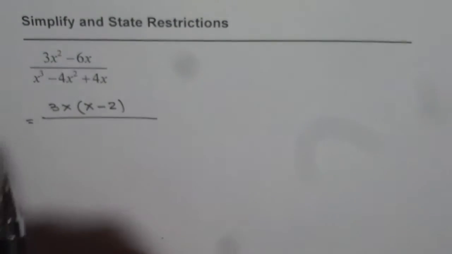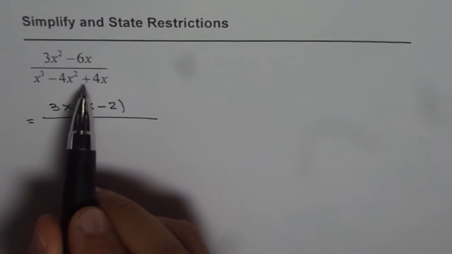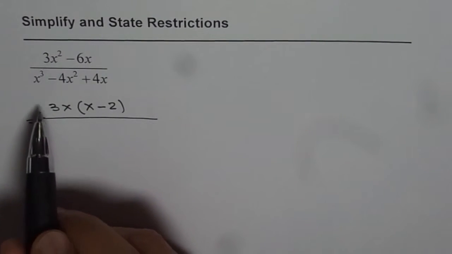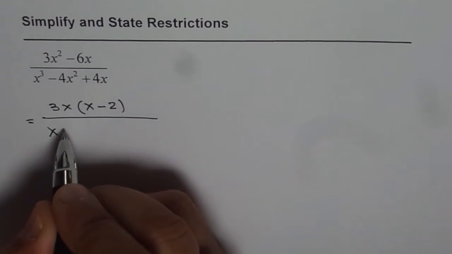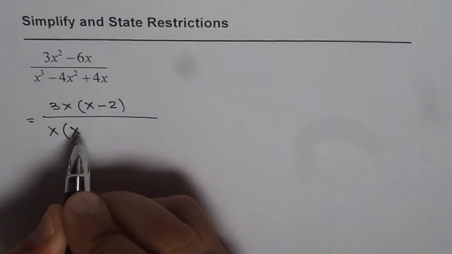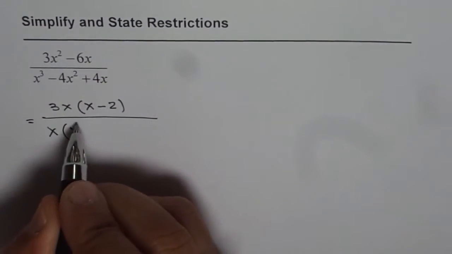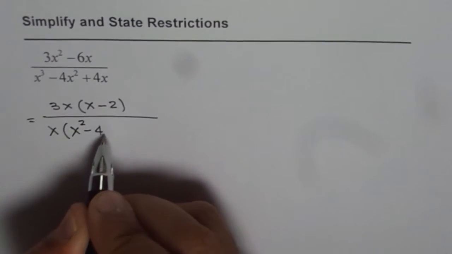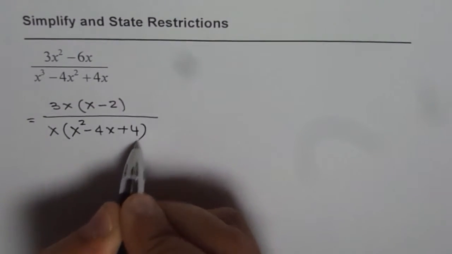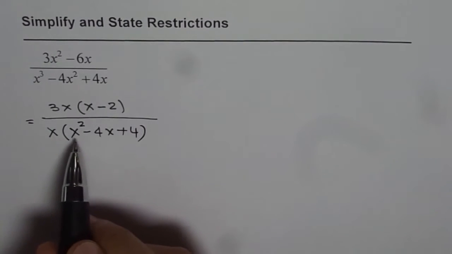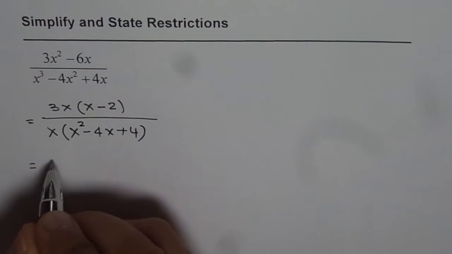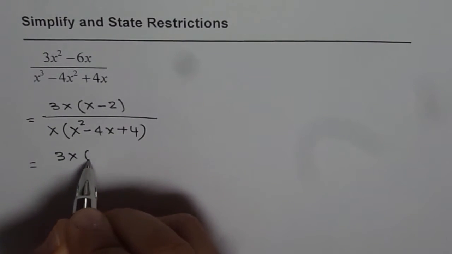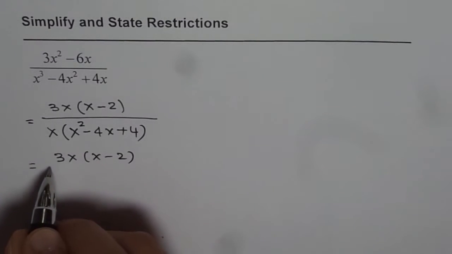In the denominator, x cubed minus 4x squared plus 4x, we can first factor out x, which is common, and then look at the quadratic expression left. So we get x squared minus 4x plus 4. So we get x times a quadratic expression. This quadratic can also be factored, so let's factor that also. So we get 3x times (x minus 2) in the numerator.